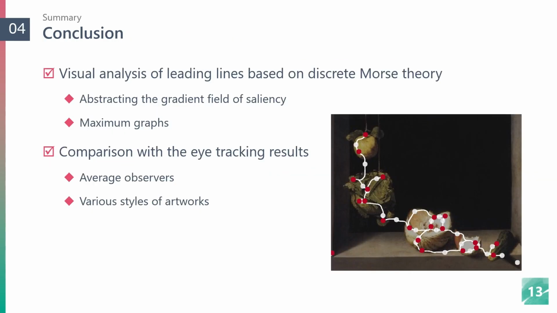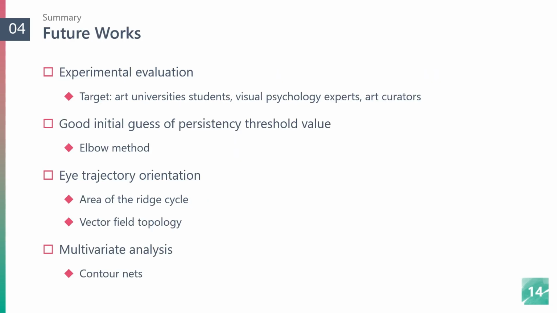In our study, we demonstrated the validity of maximum graphs derived from saliency maps for the visual analysis and approximate identification of leading lines in artistic compositions. Furthermore, we conducted a comparative study on the approximated leading lines using a variety of paintings and photographic works along with eye tracking results obtained from real observers. To the best of our knowledge, this is the first report on leading line approximation utilizing discrete Morse theory.